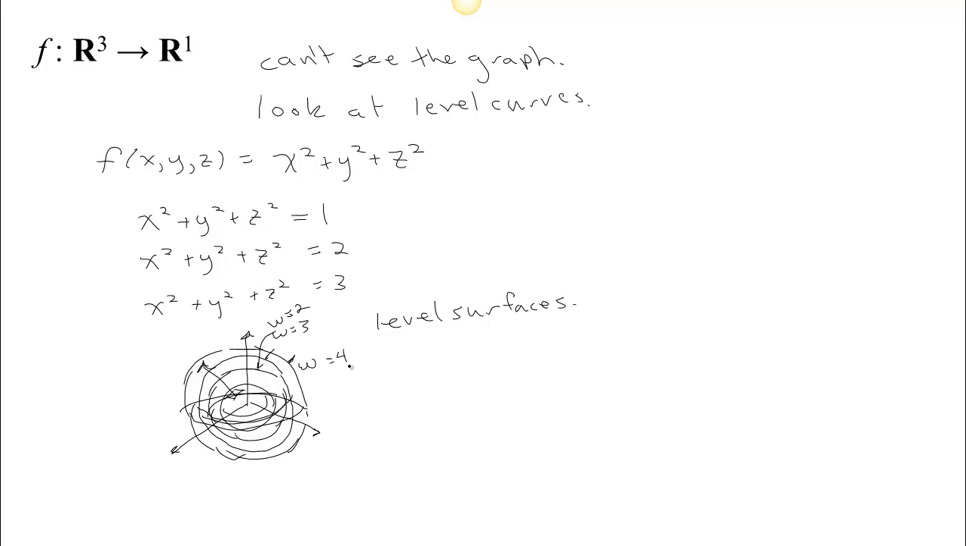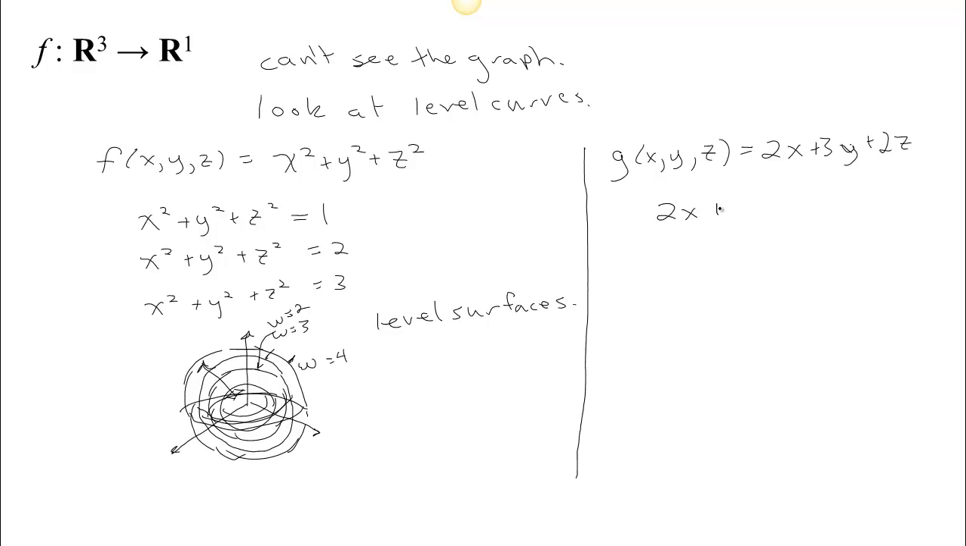Now an example of one of these functions with 3 inputs and 1 output that's linear might be something like this. Maybe our output is this function g, and we have our 3 inputs. We use them somehow in a linear way to create our output. So maybe this is our function g. Again, we can't see the graph because there are 3 inputs and 1 output. To see the inputs and outputs together would require 4 dimensions, but we can ask about the level surfaces.